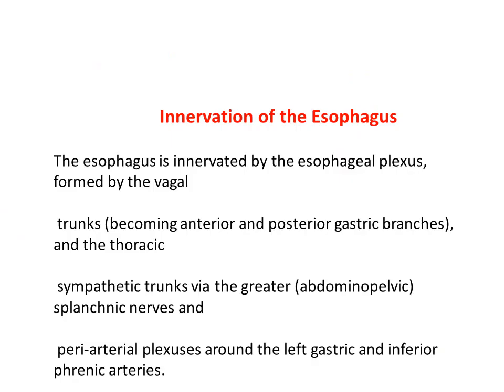Innervation of the esophagus. The esophagus is innervated by the esophageal plexus that comes from the vagus by the anterior and posterior gastric branches. This is the parasympathetic innervation. The sympathetic innervation comes from the thoracic sympathetic trunk by the greater splanchnic nerve, and also sympathetic nerves that follow the periarterial plexus around the left gastric and inferior phrenic arteries. That's all about the esophagus and pharynx anatomy. Thank you very much.